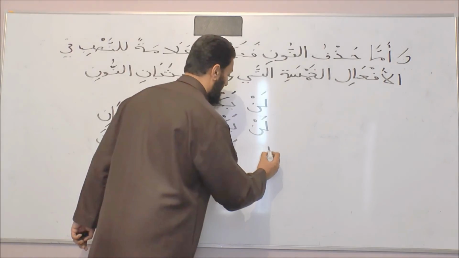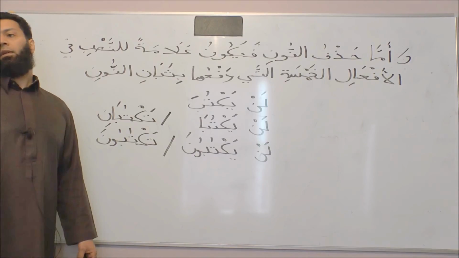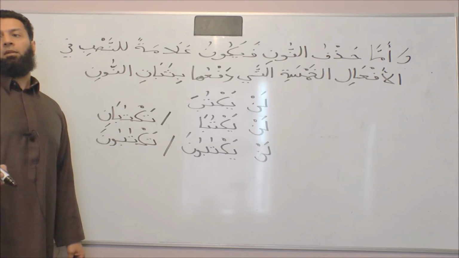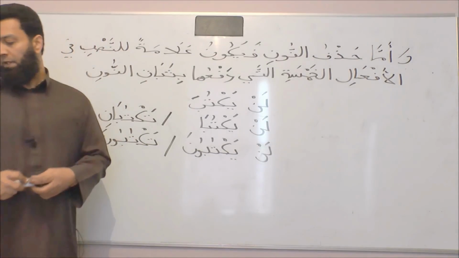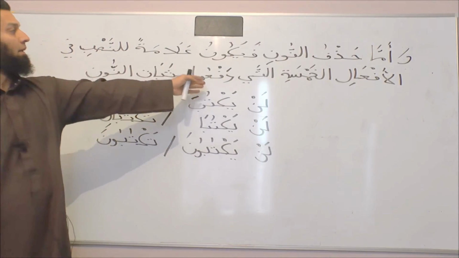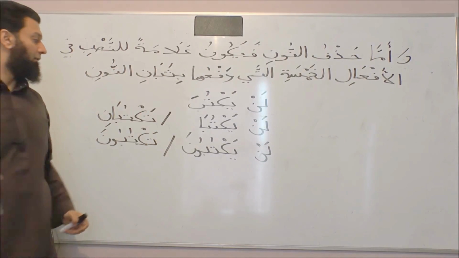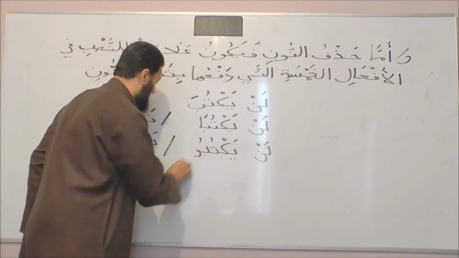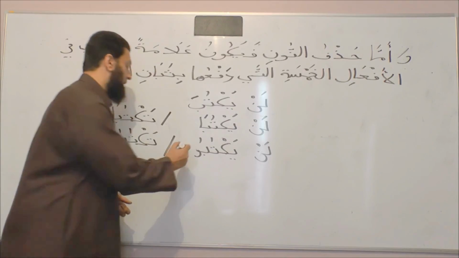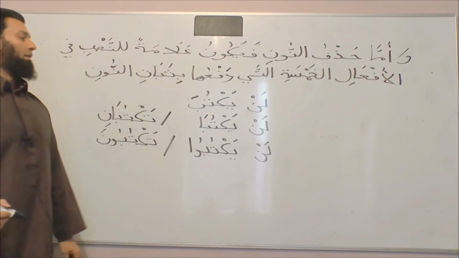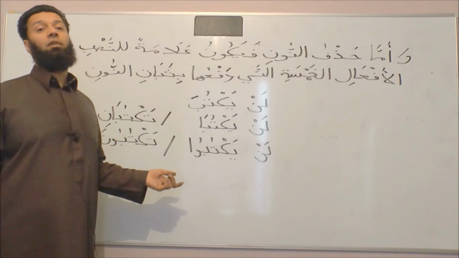So, how do we render it in the mansuban state? By adding lan. حذف النون. We remove the noon, because that's what it says, وأما حذف النون, and we add alif. So we remove the noon here and here, and we add al-alif.